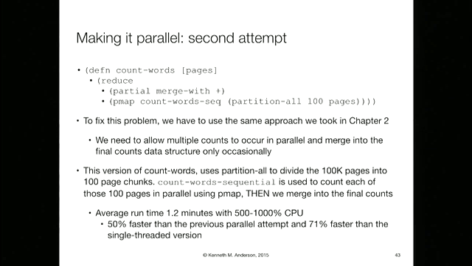So the final version of making it parallel changes it so that what we do is we call partition all on the pages coming in and force the pages sequence to be realized. And as soon as we've done that, we actually get in memory multiple partitions all at once. And now we can do pmap in parallel on those partitions, and you get way more concurrency, about 500 to 1,000% CPU is what I saw. And it's 1.2 minutes, which is 50% faster than the previous parallel attempt and 71% faster than the single-threaded version.